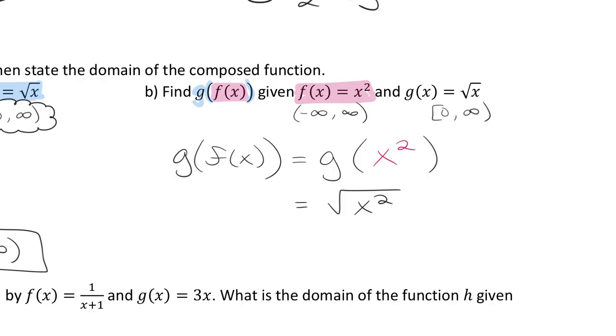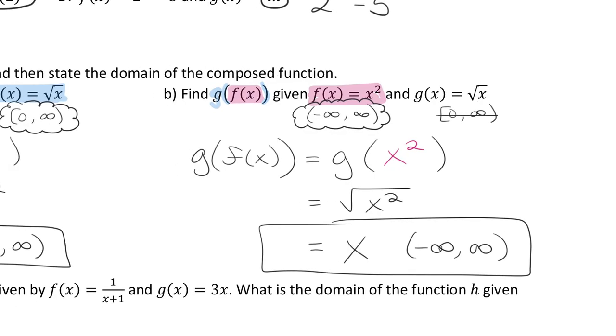Now I've already asked you this question today. Square root and square, what happens? They cancel out. So what am I left with? X. That is a linear function. It has no domain restriction. But what was the inside function this time? Was it f or was it g? It was f. So we don't care about g almost at all. I'm going to use this domain restriction, which is no restriction at all. So this one has a domain from negative infinity to infinity.